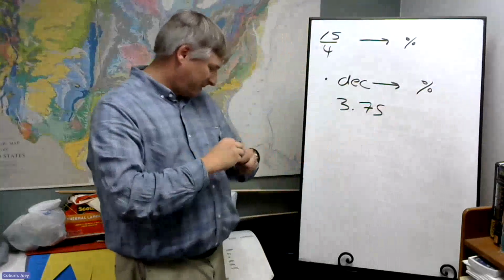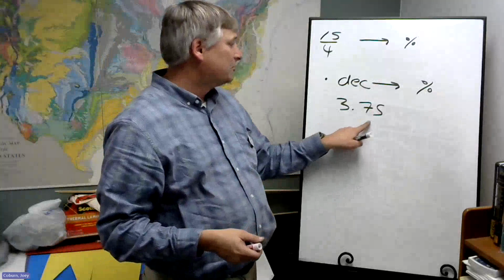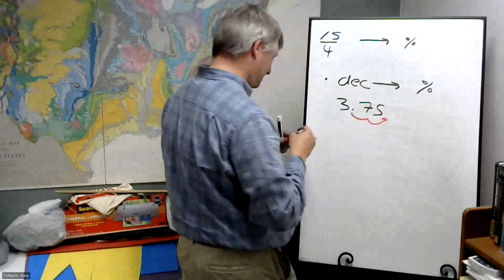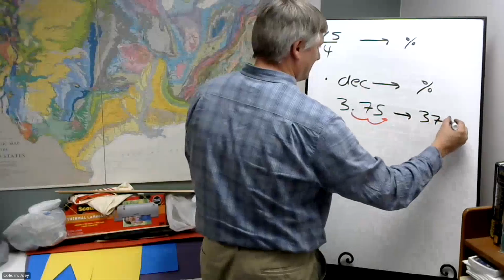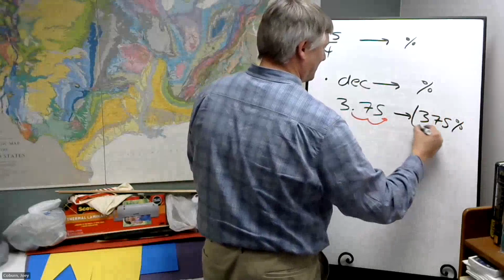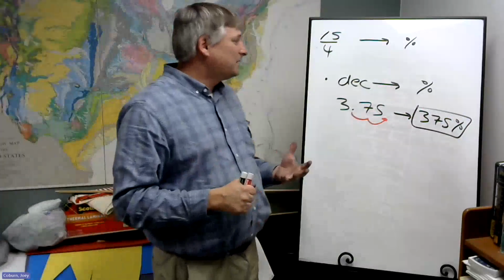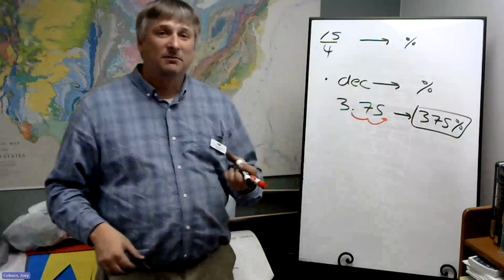And remember, when we convert decimals to percents, we just move the decimal point 2 spaces to the right. That's it. So that's how you convert mixed fractions to percents. Any questions, let me know.